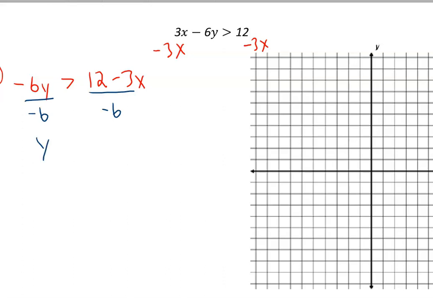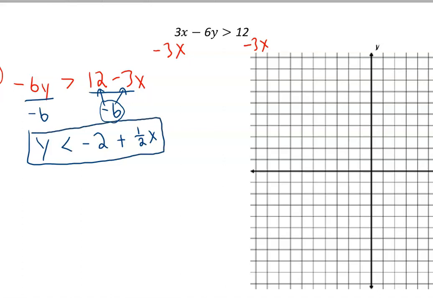Now when I divide by a negative on both sides of my inequality, this rule is still in effect. You flip the symbol around, so now this will be a less than. This negative 6 divides into both terms here. So 12 divided by negative 6 is going to be negative 2. And then negative 3 over negative 6, negative divided by negative will be positive. 3 over 6 reduces to 1/2. And then the x, I'm just going to copy down right next to that fraction. All right, so that's step one. Solve it for y.